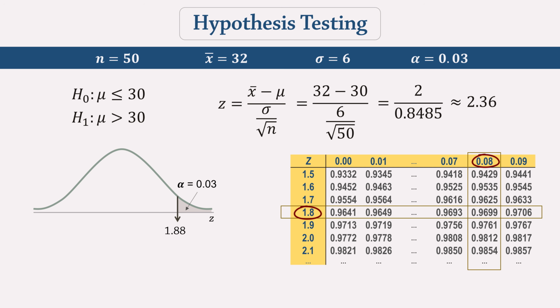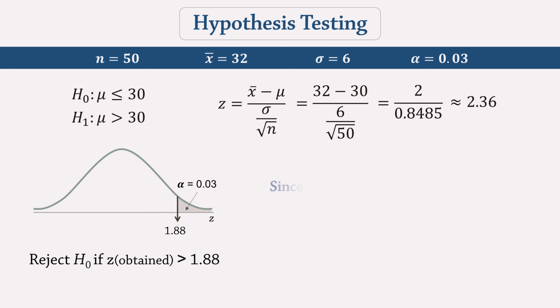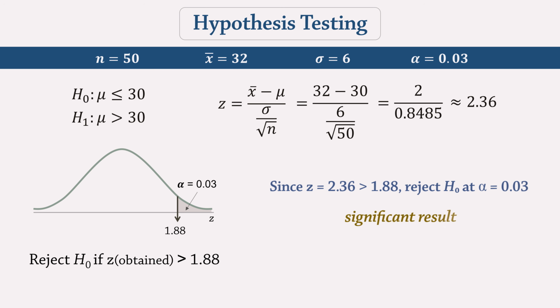In essence, we should reject the null hypothesis if the z-statistic or z obtained is greater than the z-critical value of 1.88. This is called the critical or rejection region. Since our calculated or obtained z of 2.36 is greater than the critical z value of 1.88, we will reject the null hypothesis or say the result is significant.